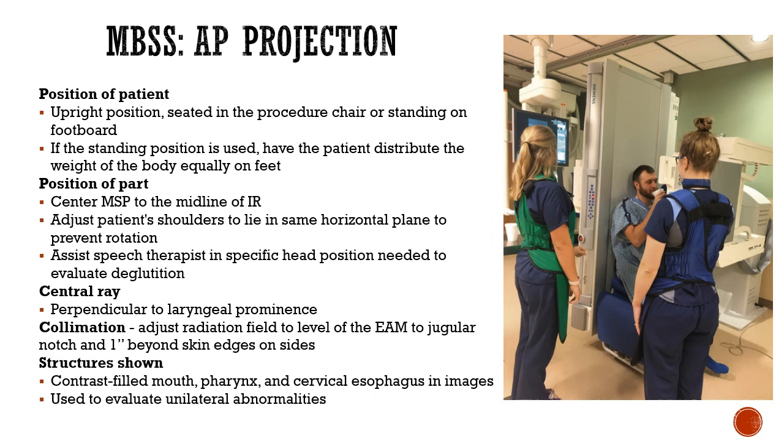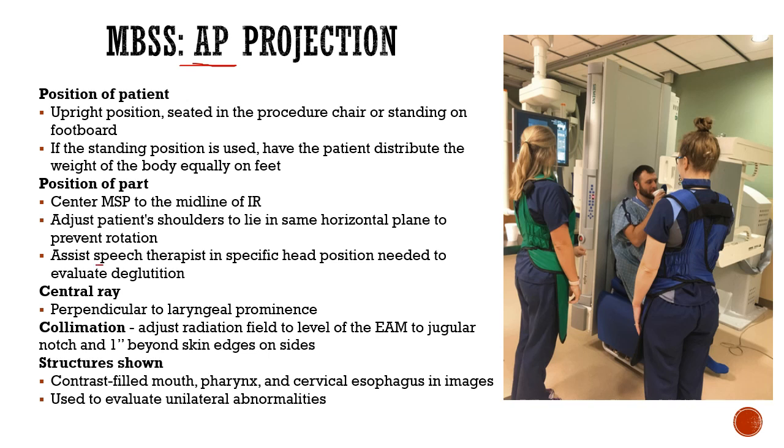The AP projection may be performed, but not always. In this case, you would turn the chair so the patient is facing the other direction, and the patient would still be upright or seated in the positioning chair, or standing on the footboard. If the standing position is used, have the patient distribute the weight of the body on both feet. Center the mid-sagittal plane to the midline of the image receptor. Adjust the patient's shoulders to line in the same plane to avoid rotation.